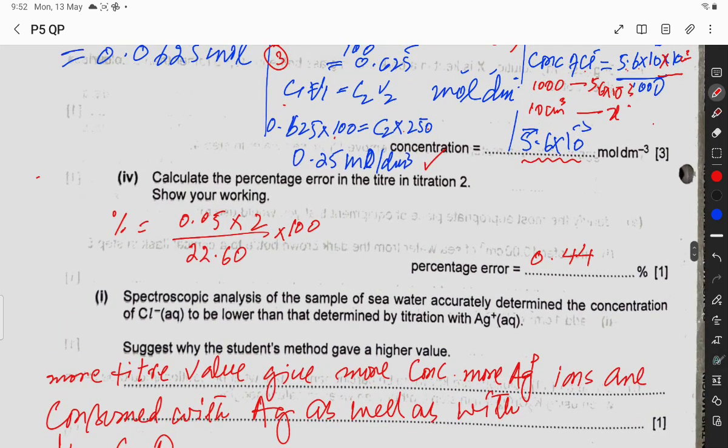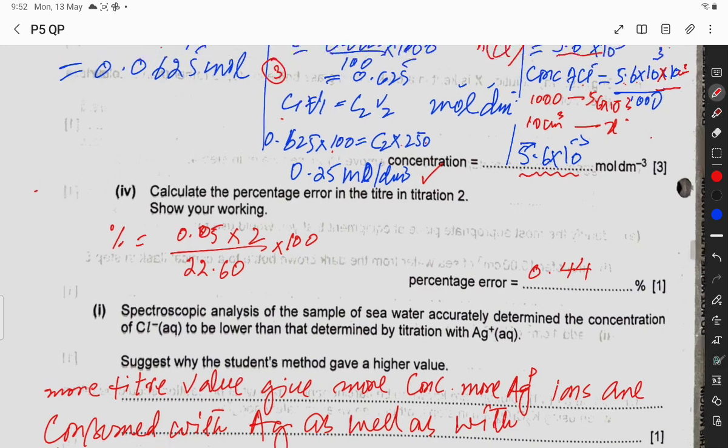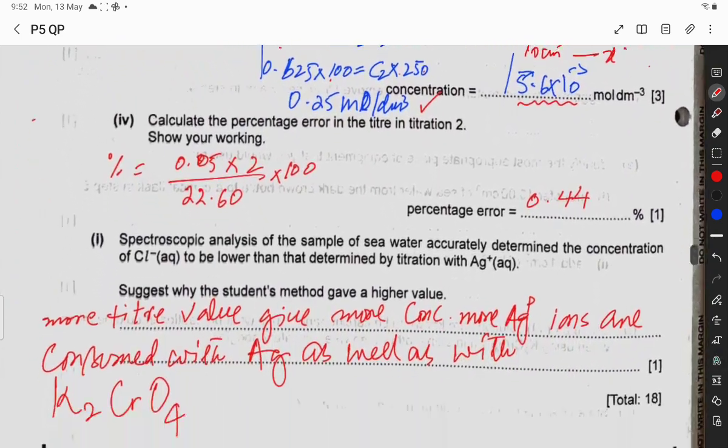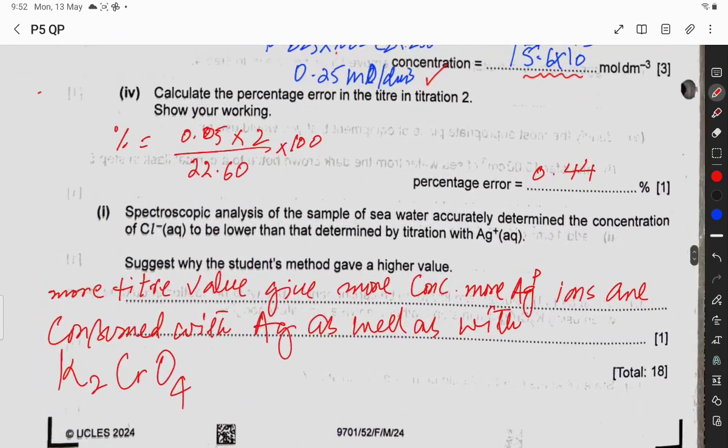So the percentage error: you know that 0.05 is the accuracy of the burette, and you know that we take 2 readings in the burette, the initial reading and the final reading. So that's why 0.05 into 10 into 2, divided by the average titer, which is 22.60, into 100. So the percentage error is 0.44%.